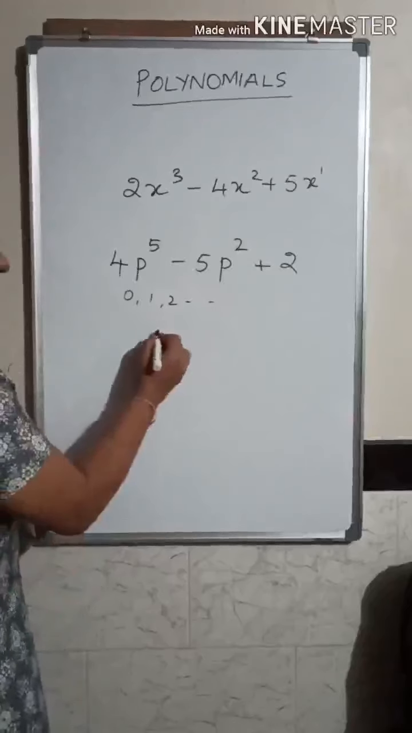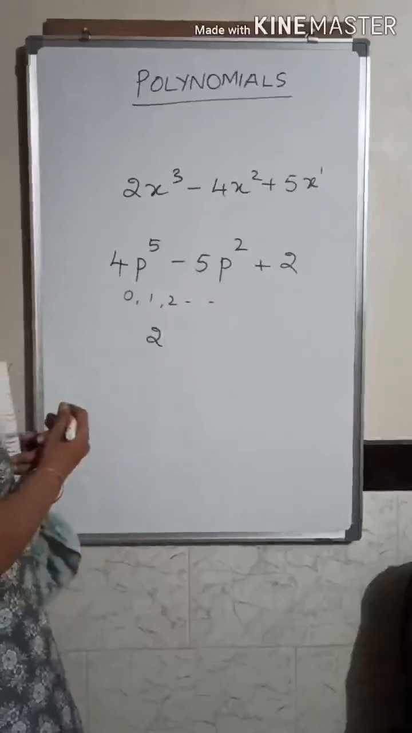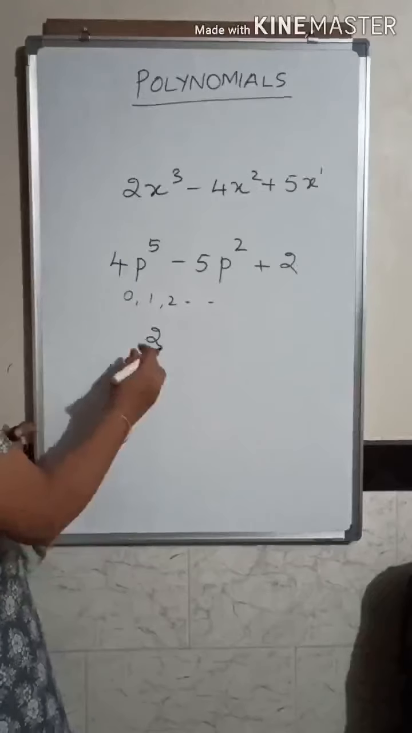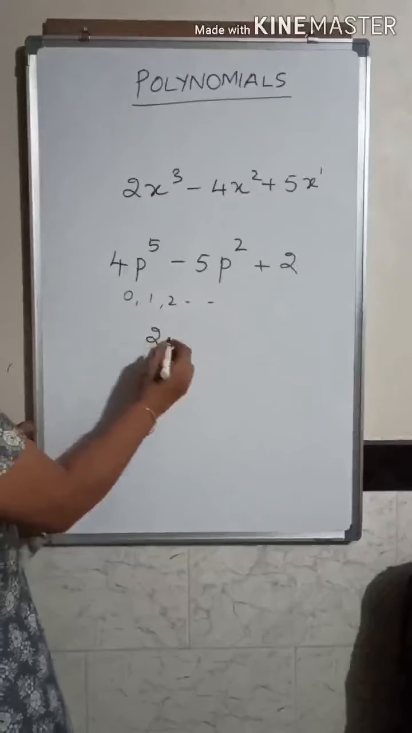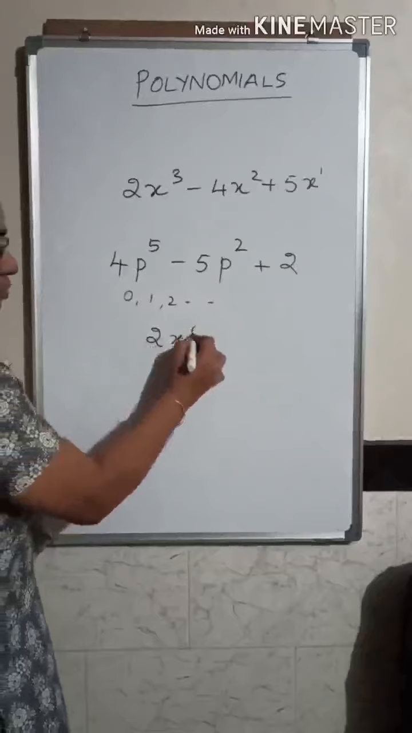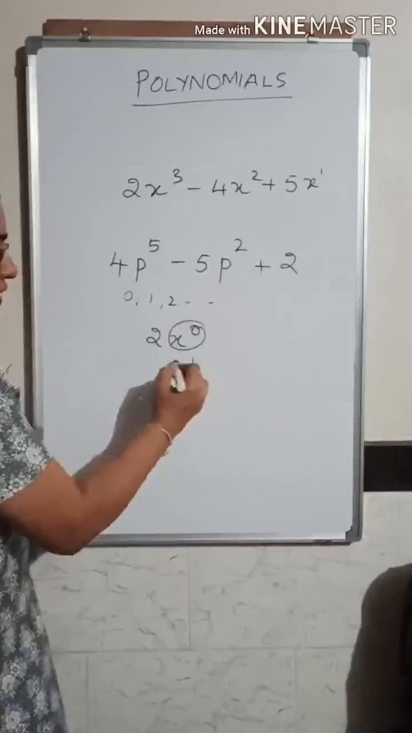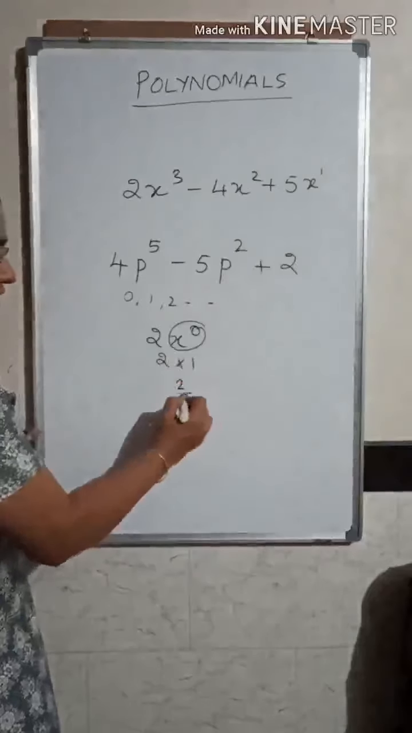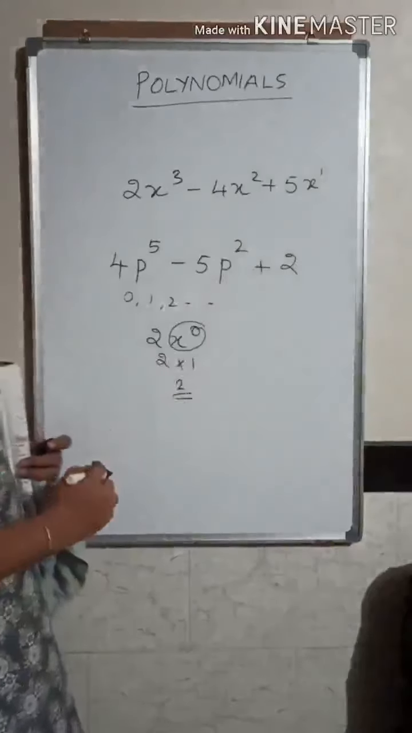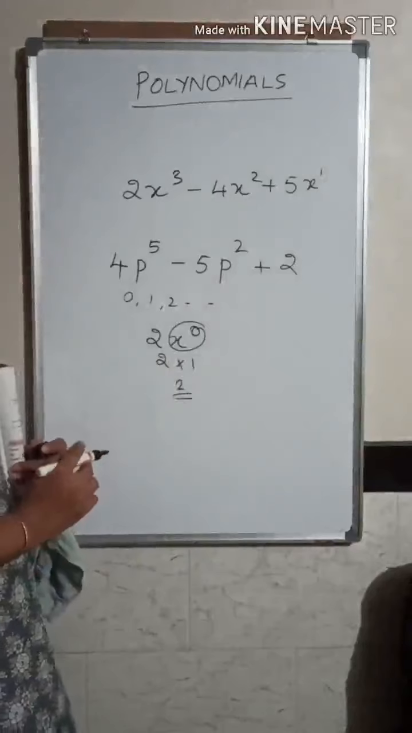And even a constant number 2 is also called a polynomial, because the constant number 2 can be written as 2x to the power of 0. Because x to the power of 0 is equal to 1. So 2 into 1, you get 2 itself. So even a constant is also called a polynomial.